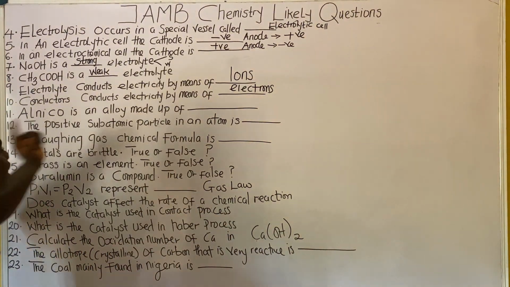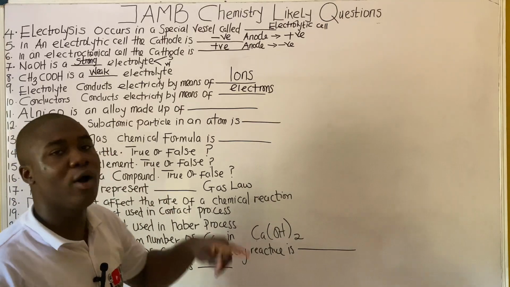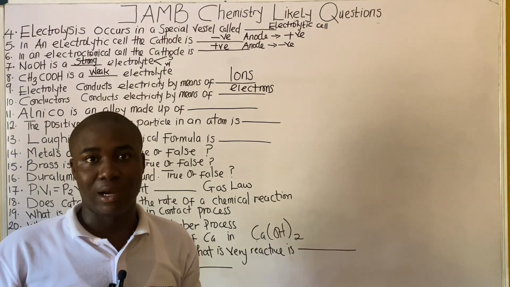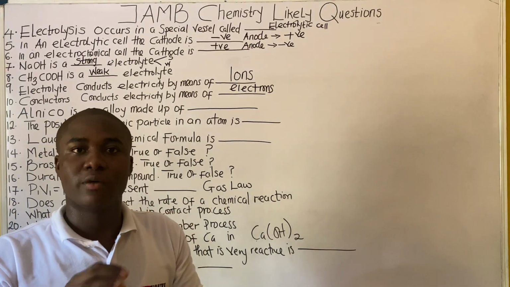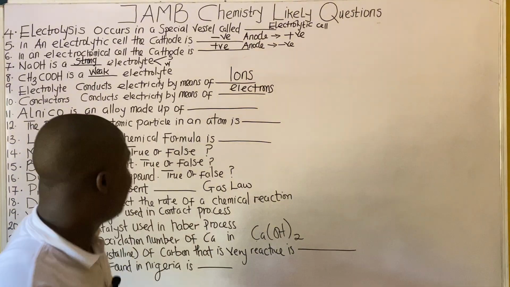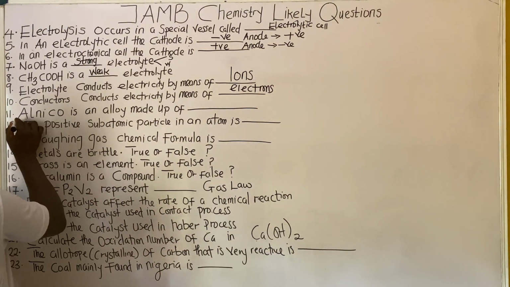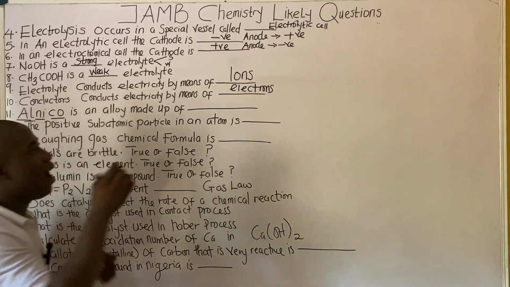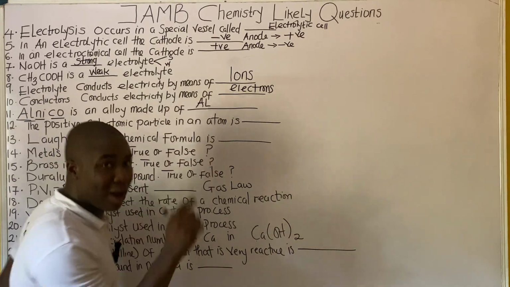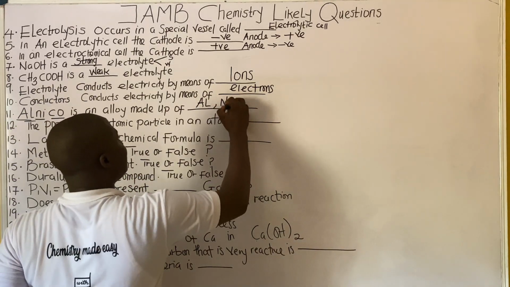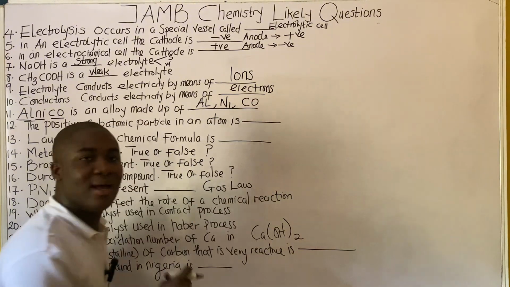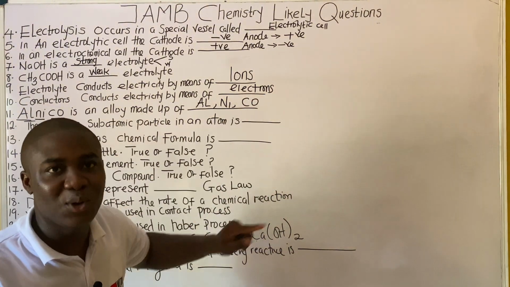It says, alnico is an alloy made up of. Alnico is an alloy used for making permanent magnets. From the word alnico, you can actually get the components. It's simple: Al, Ni, and Co. Al, aluminium, is one of them. Ni is nickel, and last is cobalt. So these are the elements alnico is made up of.